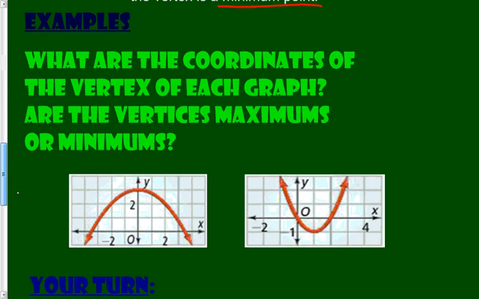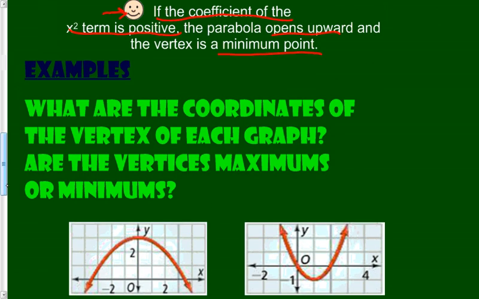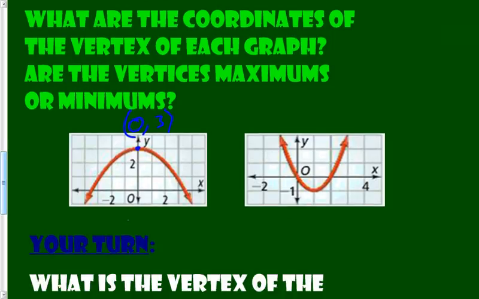So a couple examples to look at. It says, what are the coordinates of the vertex of each graph? Are the vertices maximums or minimums? If we look at this, it's the very highest point. For this first one, our ordered pair would be 0 over, up 1, 2, 3. And you can see from the graph that is going to be a maximum.